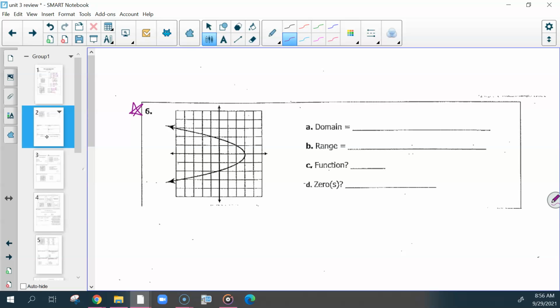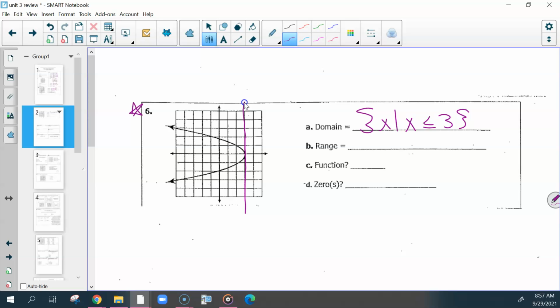Domain of this one, is this one going to be over all numbers? No, it doesn't go both ways. It starts on a point and then goes only one way. So where does this start? At 3? Yes. Is this to the right of this point or to the left of it? It's going to the left. So it's everything below this point or less than this point. So it's going to be x is less than or equal to 3.